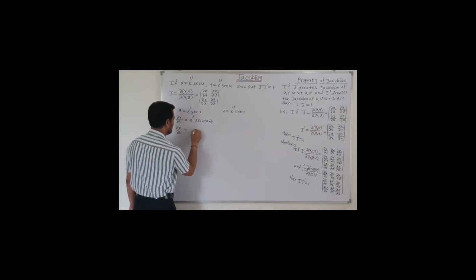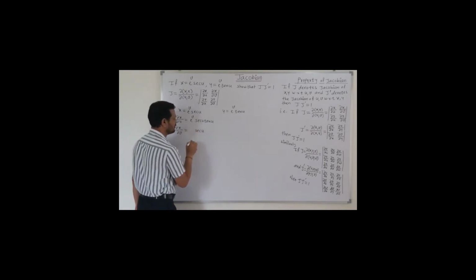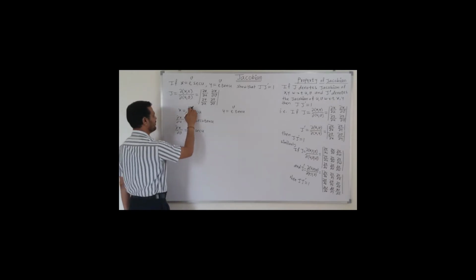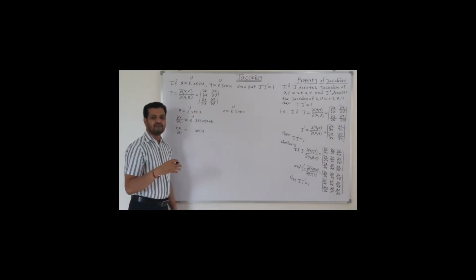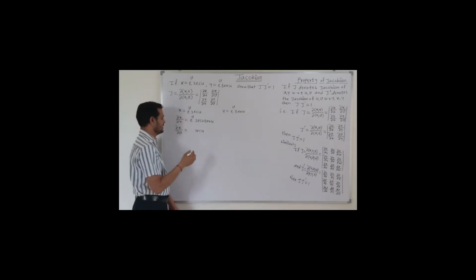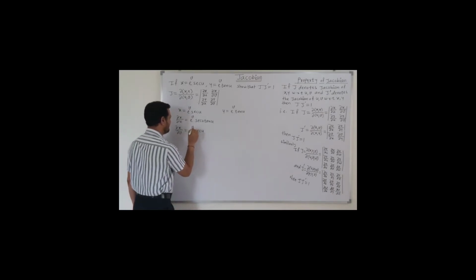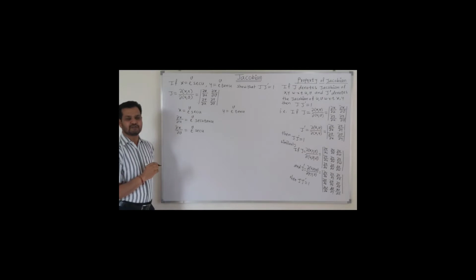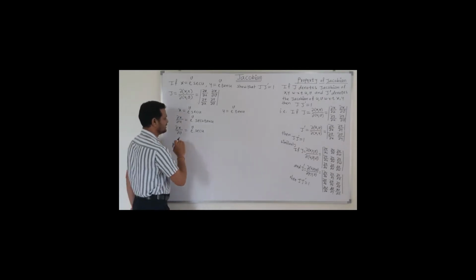So that means here the value of sec u is constant. Then the derivative of e raised to v: the derivative of e raised to x is e raised to x. According to that formula, we can write the derivative of e raised to v as e raised to v. Then this term is constant.